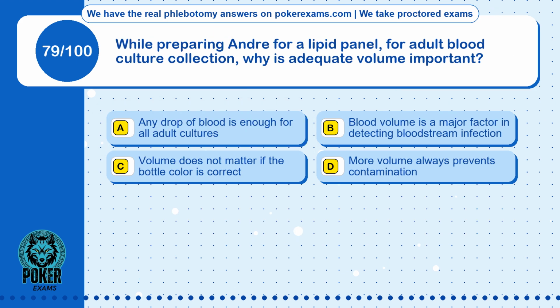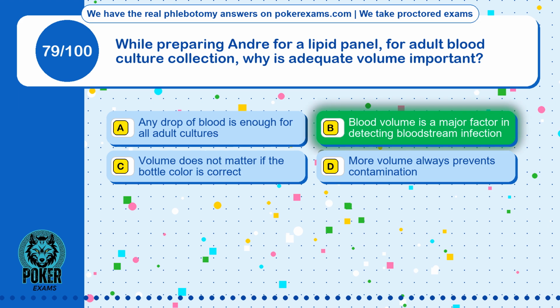Question 79. While preparing Andre for a lipid panel, for adult blood culture collection, why is adequate volume important? Option A. Any drop of blood is enough for all adult cultures. Option B. Blood volume is a major factor in detecting bloodstream infection. Option C. Volume does not matter if the bottle color is correct. Option D. More volume always prevents contamination.